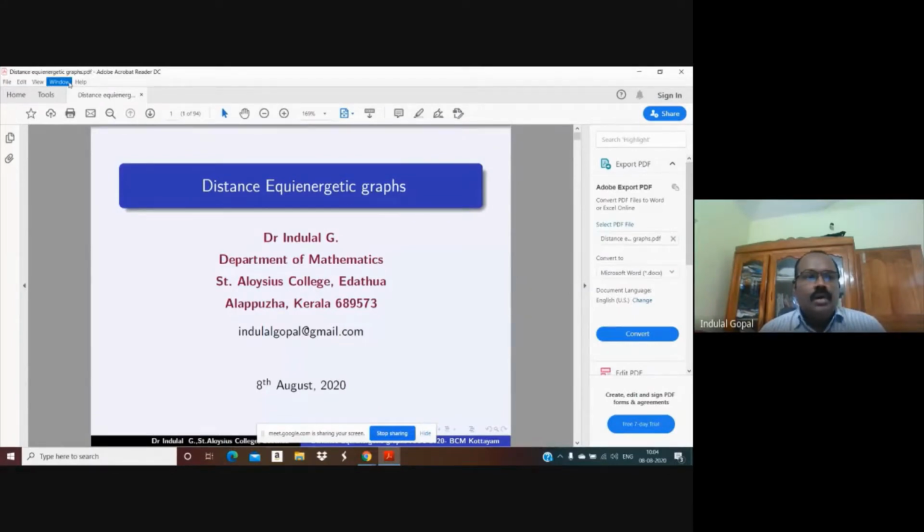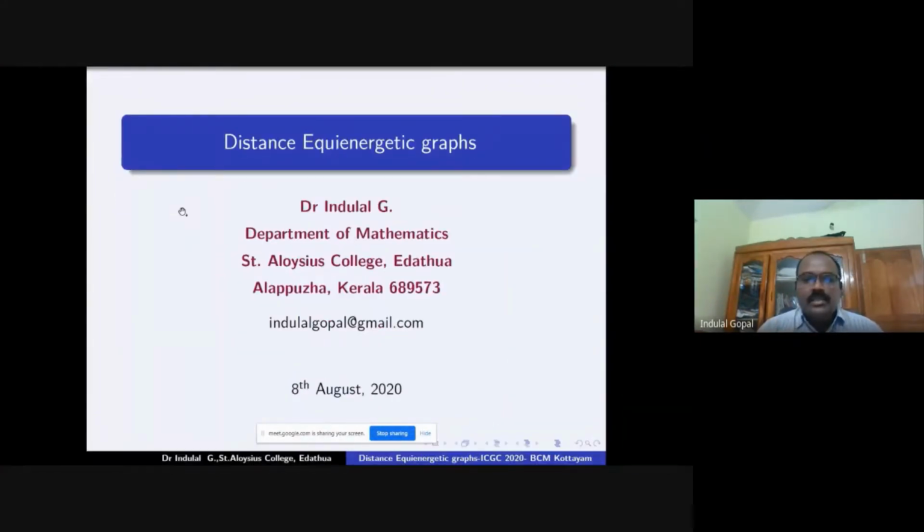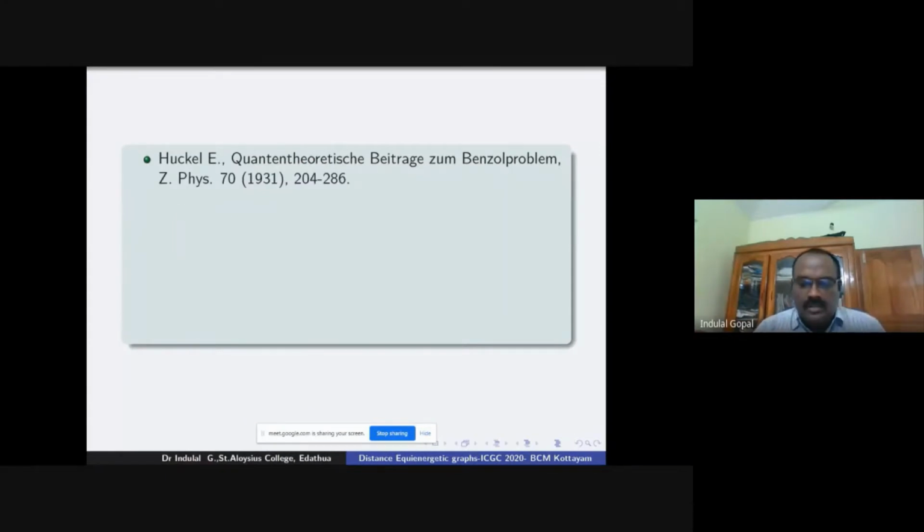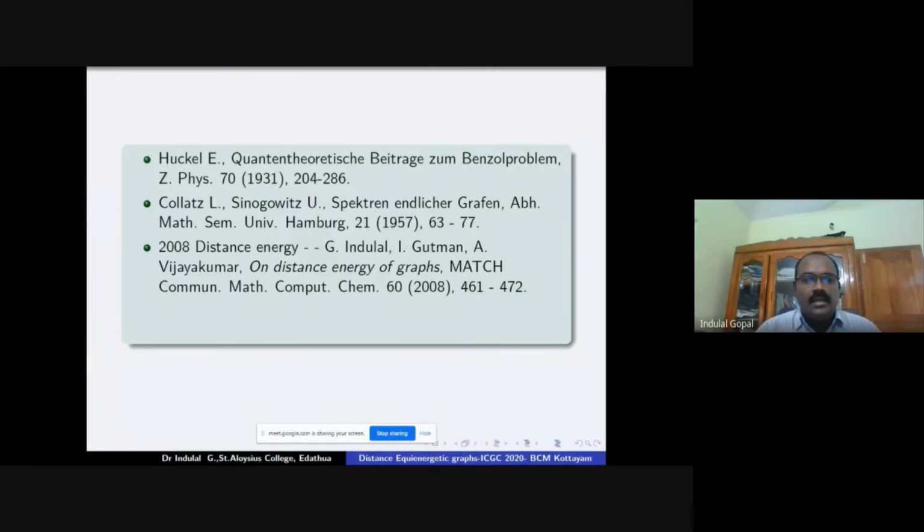This notion of energy was further extended to all graphs by Gutman in the 1970s as a sum of the absolute values of the eigenvalues of the adjacency matrix of the graph. And in tune with this, in 2008, Vijay Kumar, Gutman and myself extended this notion to distance metrics of a graph and defined the distance energy of graphs.